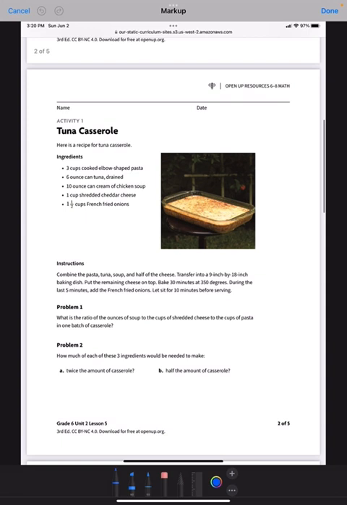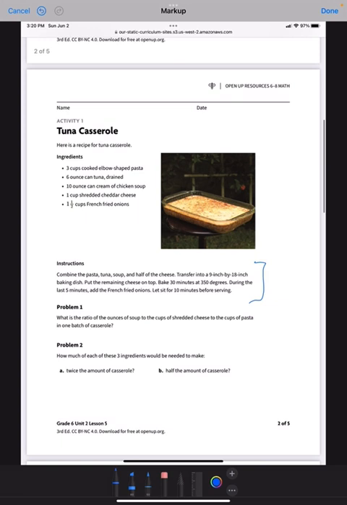It says the instructions are down here. You're going to combine the pasta, tuna, soup, and half of the cheese. Transfer it into a 9-inch by 18-inch baking dish. Put the remaining cheese on top, and then you're going to bake it for 30 minutes at 350 degrees. And then during the last 5 minutes, you're going to put on the French fried onions and let it sit for 10 minutes before serving.